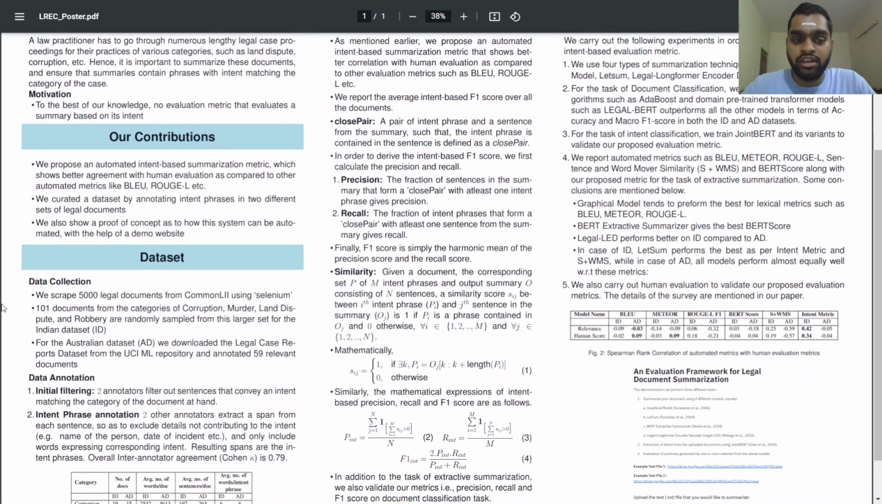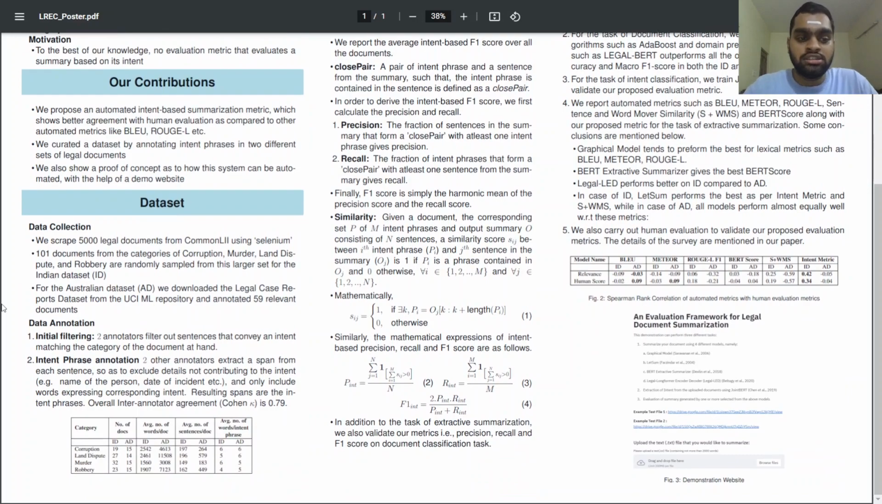If we describe the dataset, we scraped around 5,000 legal documents from the CommonLII website using the Selenium Python package. Out of them, 101 documents from the categories of corruption, land dispute, murder, and robbery are randomly sampled, and we mark this as the Indian dataset. For the Australian dataset, we downloaded the legal case reports from the UCI ML repository and annotated 59 relevant documents. So, right now we have the Indian dataset and the Australian dataset in hand.